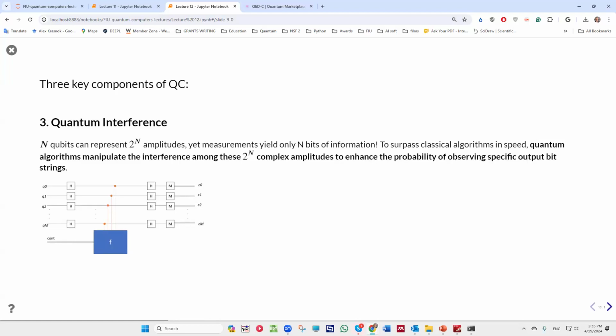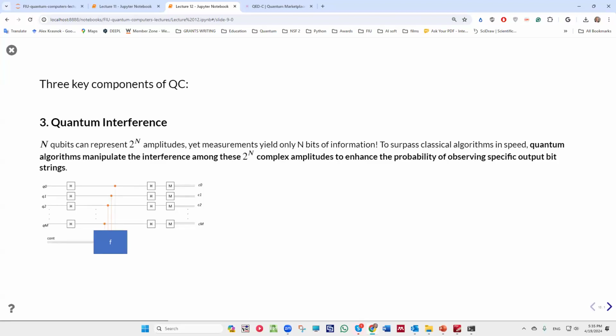The third key component of any quantum computer is quantum interference. Why? Because, as I said, we have n in input, n in output, and a huge number, 2 to the power of n, in between. And we need to somehow arrange the superposition of the states so they constructively interfere and lead to the correct answer, the answer we are after. Right, and this is achieved through so-called quantum algorithms.